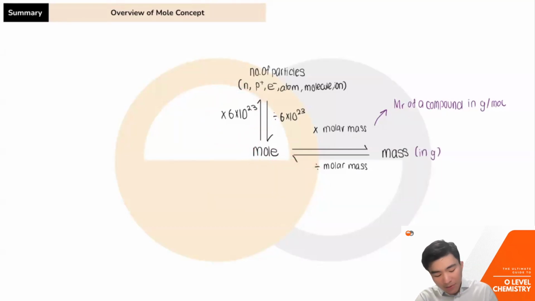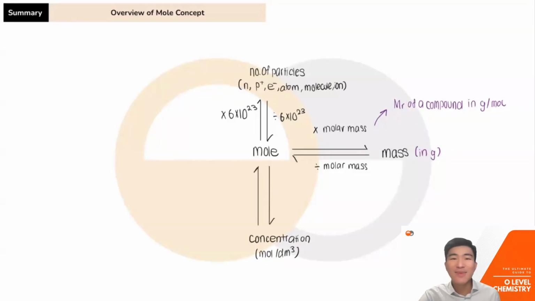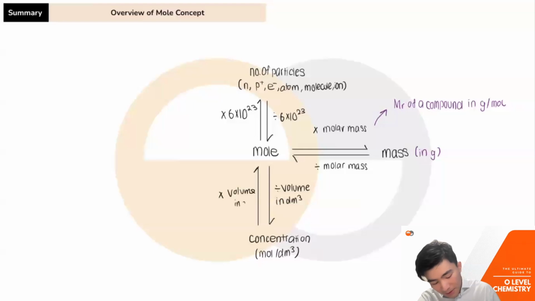If let's say I want to find a concentration in terms of mole per dm cube, how do I do that? From mole to concentration. Concentration is what? Concentration is number of particles per unit volume, right? So in this case, we are talking about number of mole per unit volume. So I will divide by volume, which is in dm cube. So to get from concentration to mole, I multiply by the volume in dm cube. Okay?